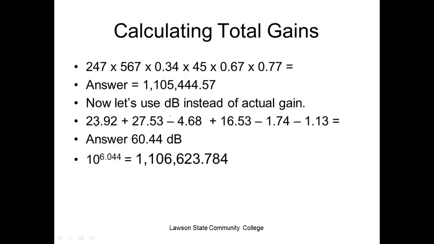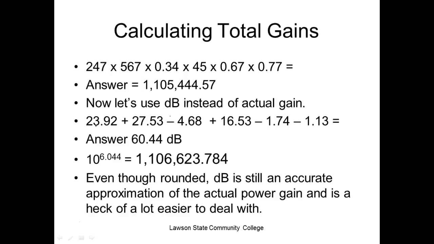So this is why communication systems, when they start talking about loss, they're going to give it in dB. Right? You understand? Gains, they're going to give in dB. So if we're going to deal with communication cables, then we got to understand dB. Are you okay? Even though rounded, dB is still accurate. It's still an accurate approximation of the actual power gain. It is a heck of a lot easier to deal with than multiplying all those little gains, right? Everybody okay?